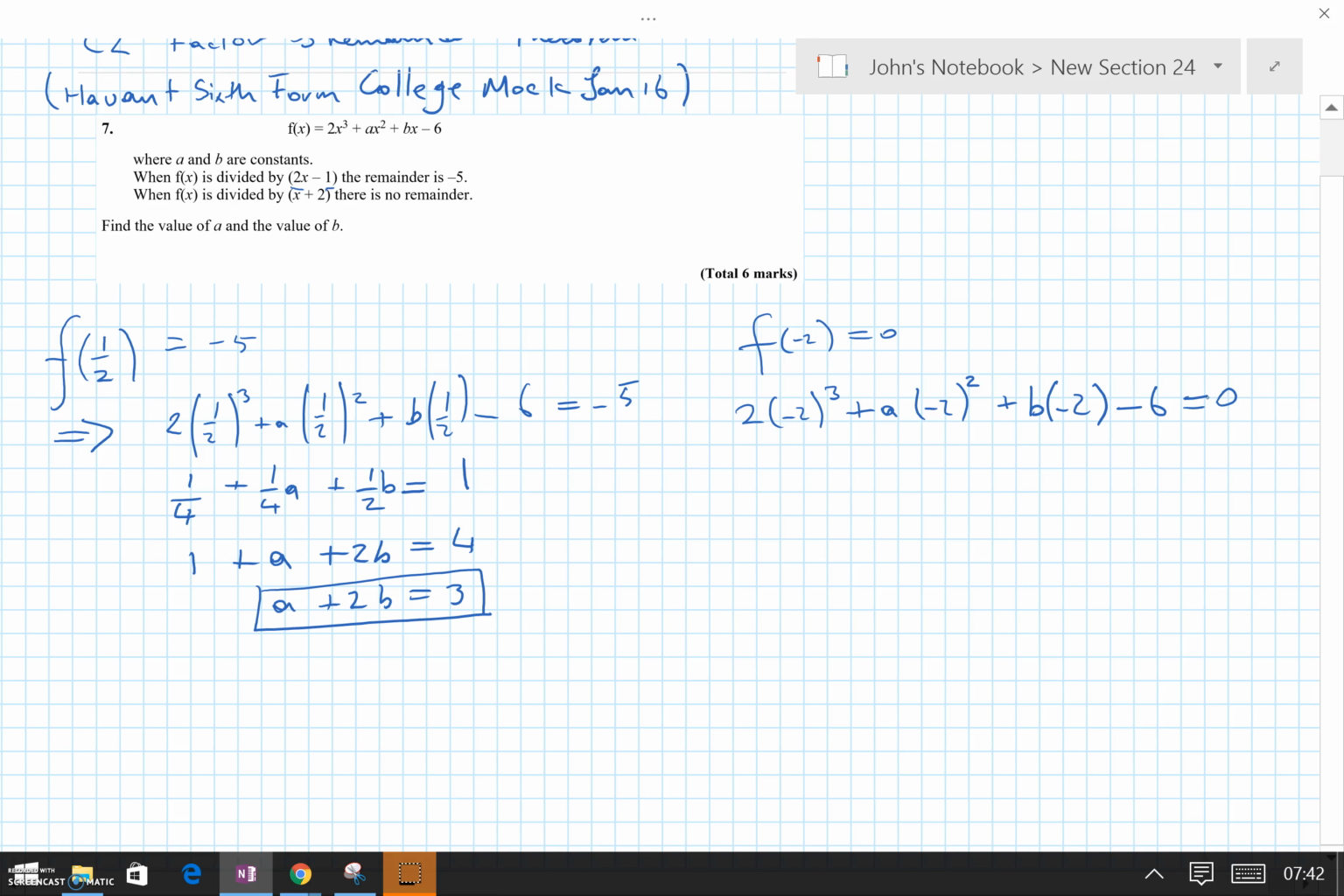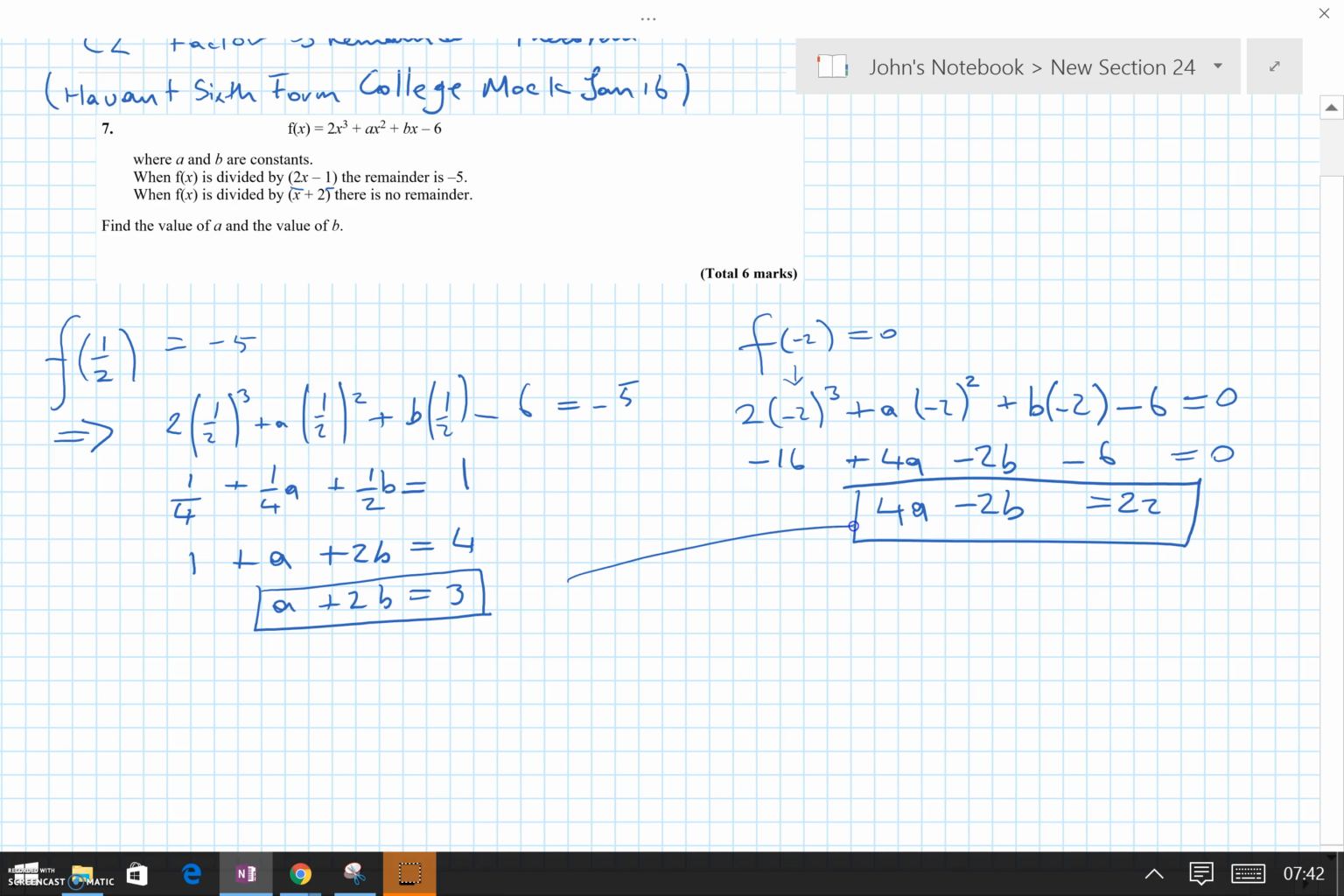Bracket it. I'm not using a calculator here, but obviously you can in C2, but you need to take care with signs here, because this is going to be a negative 8. It's going to be negative 8 here, but I'm timesing that by 2, so that's minus 16. This is going to be positive because I'm squaring it, so that's plus 4a. Minus 2b minus 6 equals 0. So I get 4a minus 2b, and if I take the minus 6 and the minus 16 over to the other side, I get 22. Okay, so now I've got a simultaneous equation.